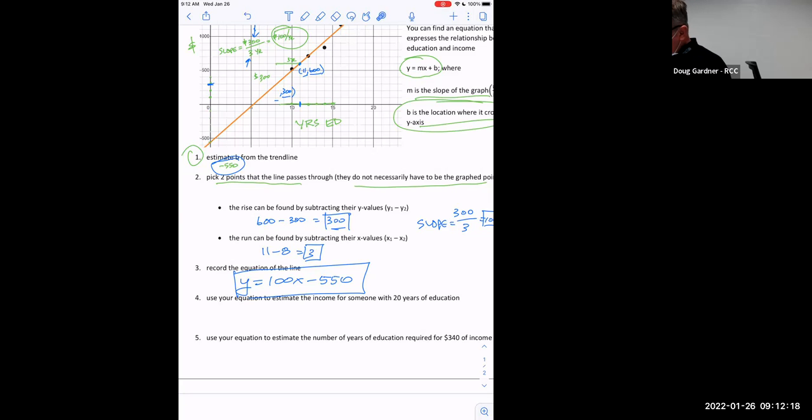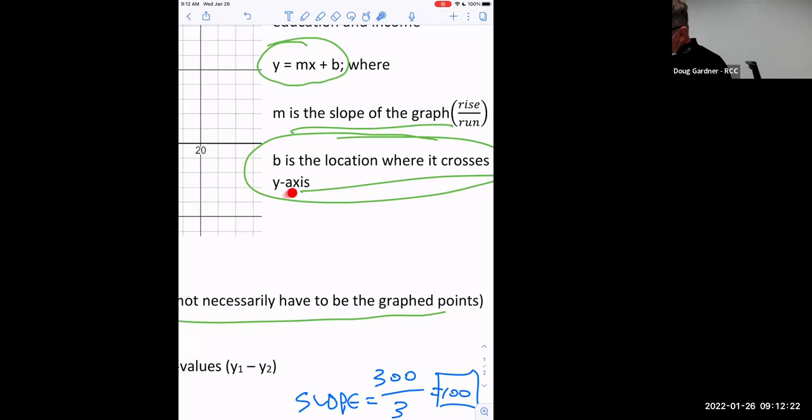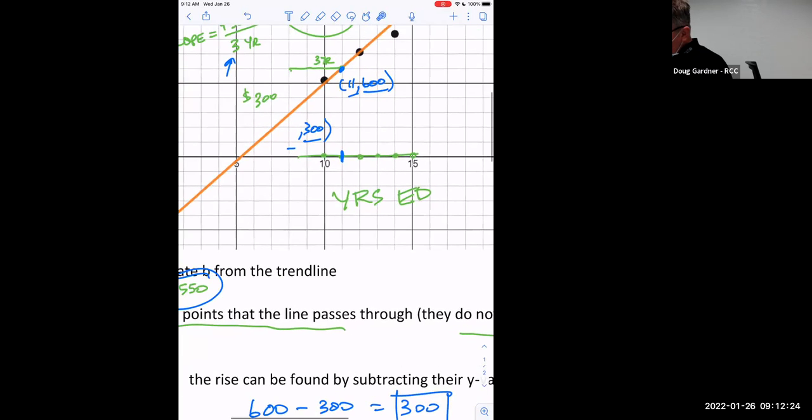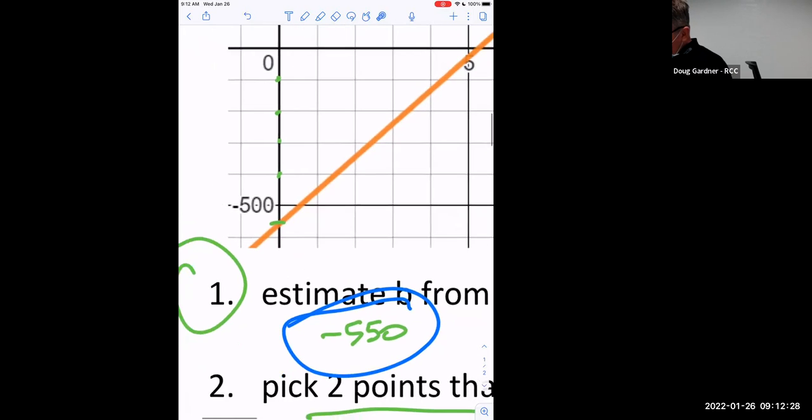I just guessed it. In other words, knowing that B is the location where it crosses the y-axis, I just looked at this trend line here, and I said, to me, that looks like it's crossing at negative 550. It's just an approximation. Is it perfectly negative 550? No, but it's pretty close.